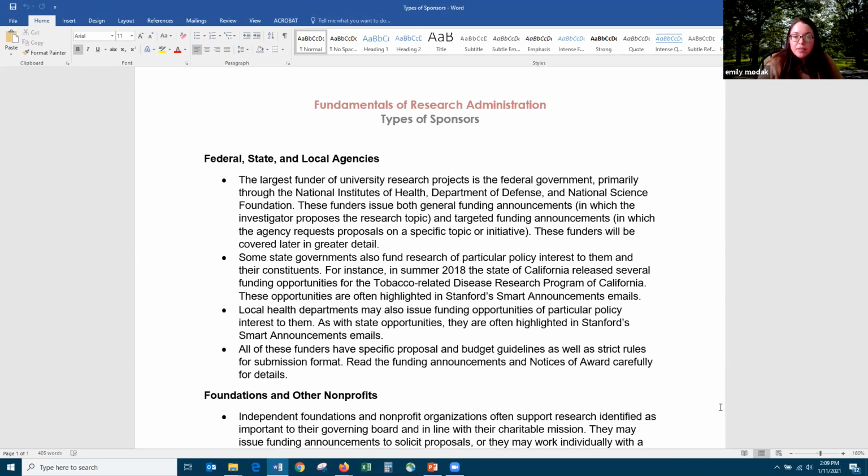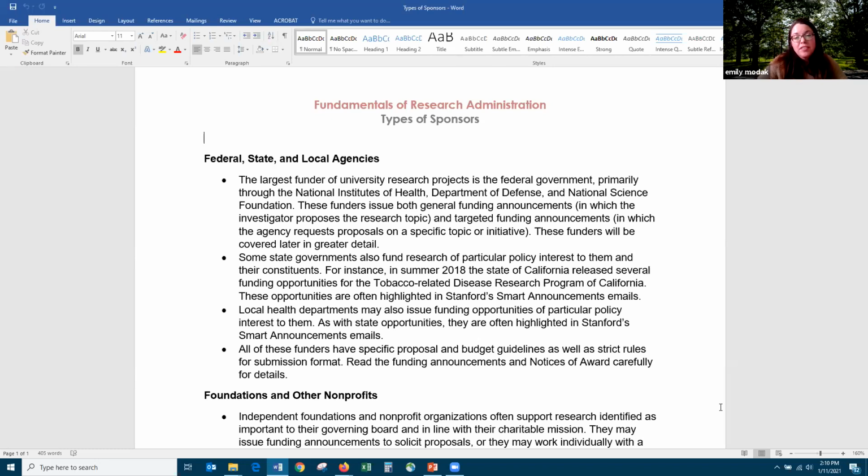Some state governments also fund research of a particular policy interest to them. An example would be the Tobacco-Related Disease Research Program of California. They're often highlighted in Stanford Smart Announcements emails. I'll show you, I have a list of mailing lists that you want to make sure you're on. At Stanford, if you're doing research administration, definitely Smart Announcements is one of them, and a lot of these smaller funding opportunities are going to come through on that email.